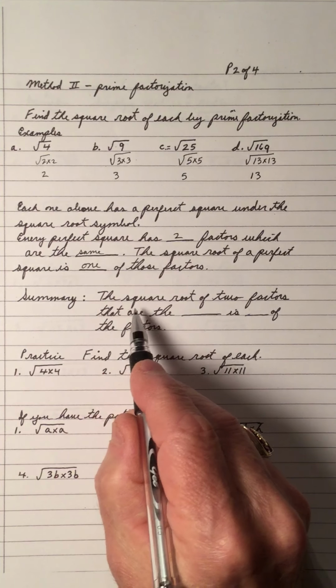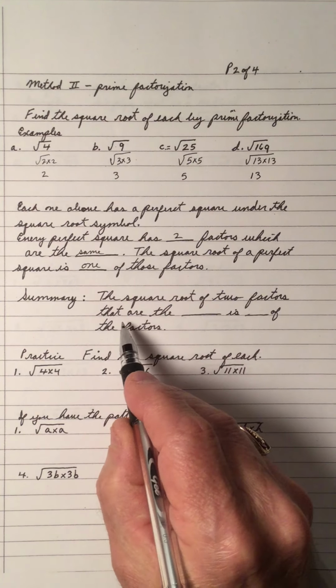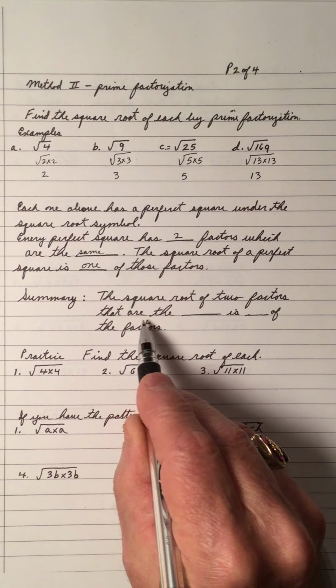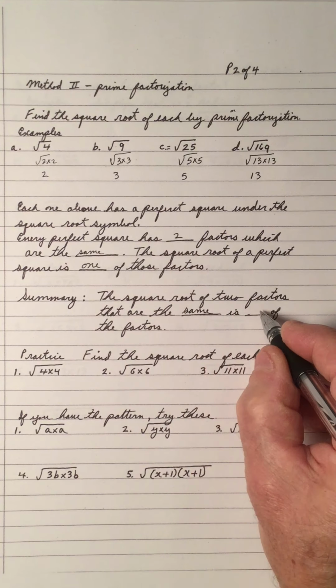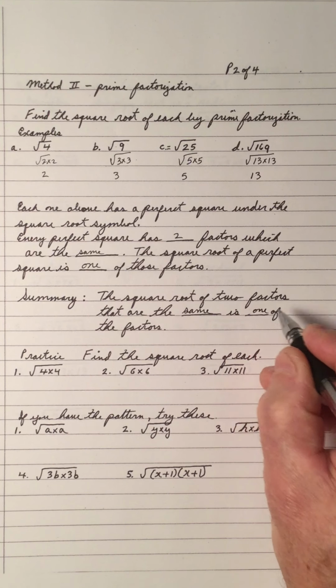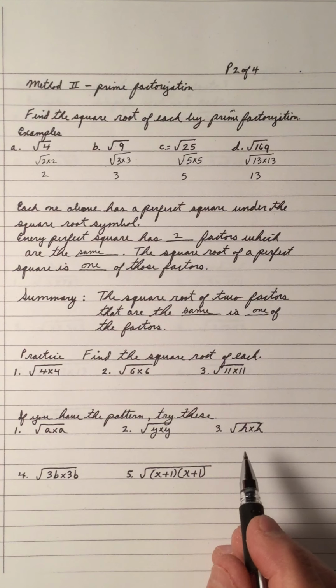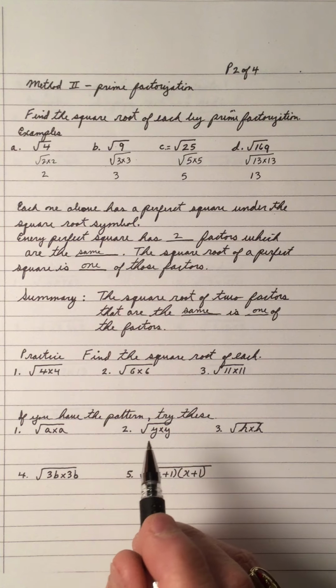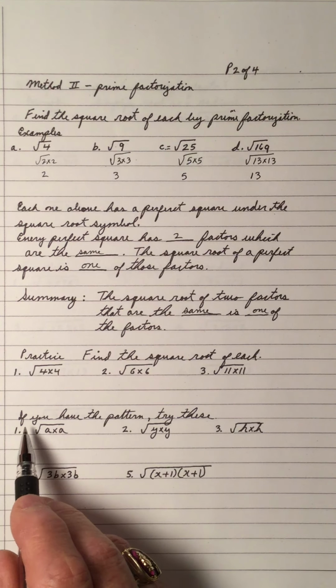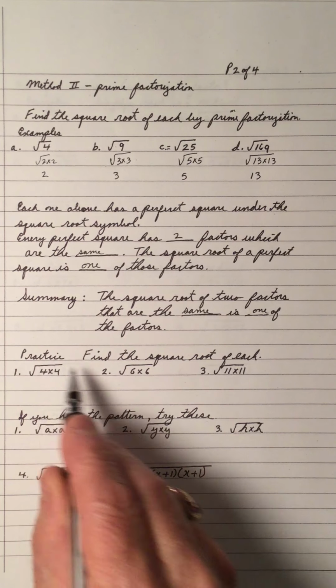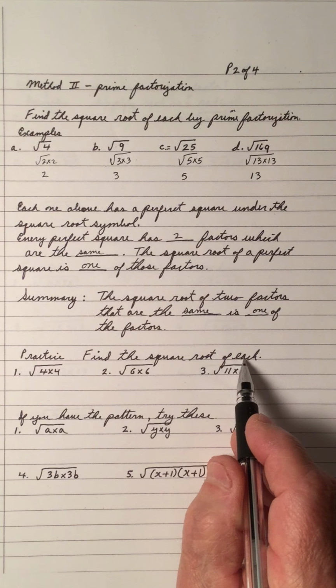In summary, the square root of any 2 factors that are the same is one of those factors. So if you have 2 factors that are the same underneath the square root sign, you take one of them out. Let's continue. Practice. Find the square root of each.